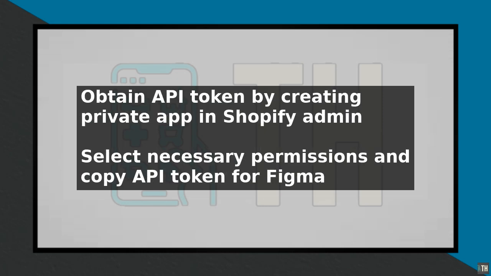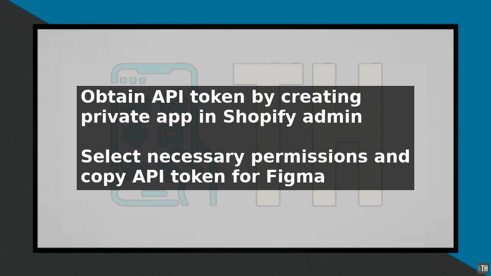To obtain an API token, log into your Shopify admin panel and navigate to the Apps section. Then click on Manage Private Apps and create a new private app. Give the app a name and select the necessary permissions. Then click Save and copy the API token.